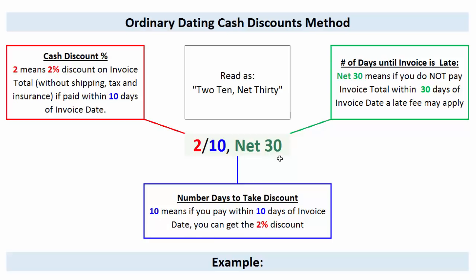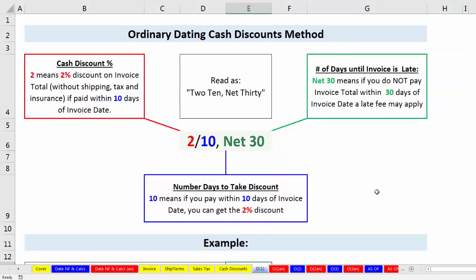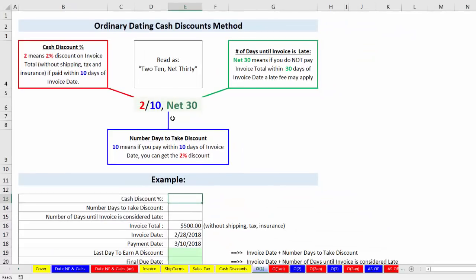Then the net 30, number of days until the invoice is considered late. Net 30 means if you do not pay the invoice total within 30 days of the invoice date, a late fee may apply. Again, you have to read your contract. That kind of stuff is all over the map. Now, in our class, we're going to do all of the examples where we actually either get the discount or don't get the discount. We won't do any calculations in this video for past due and then calculating finance fees. All right, now let's see how to use this 2, 10, net 30.